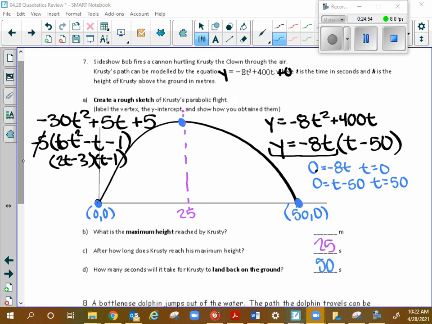Okay? So, we're here. How do I find this point? I know it's 25. 25 what? Plug it in. So go ahead and plug 25 in. What's the maximum height? 5,000. Okay, I'll show you on your calculator. So we know how to find the maximum from the graph. Let's find the intercepts.